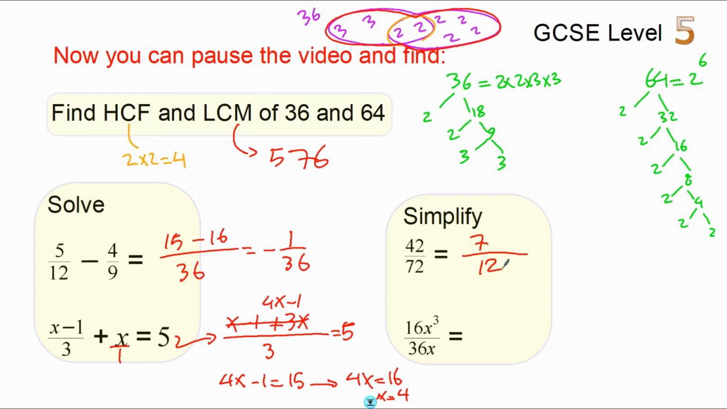Again, 16 over 36. What is the highest common factor between 16 and 36? And that could be 4. And if we do the 4, that would be dividing by 4. 16 divided by 4 is 4. 36 divided by 4 is 9. And then on x cubed over x, we will have x squared. So basically this is like saying 4 over 9 of x squared.